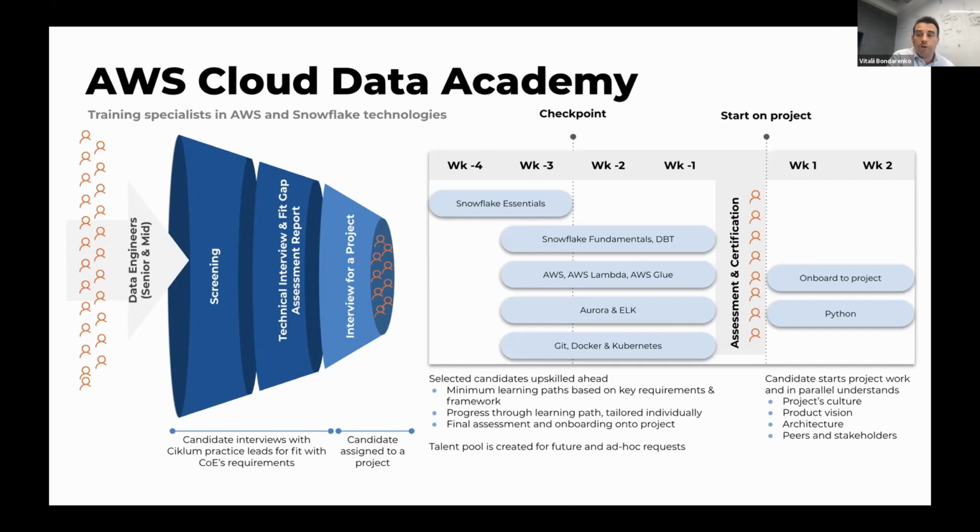Even during the project period, when they have the onboarding, they can still continue studying some specific courses, and usually they study Python just because it's too difficult to learn Python in 4 weeks. So that's it from my side.